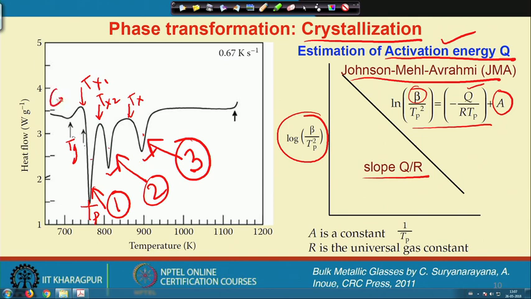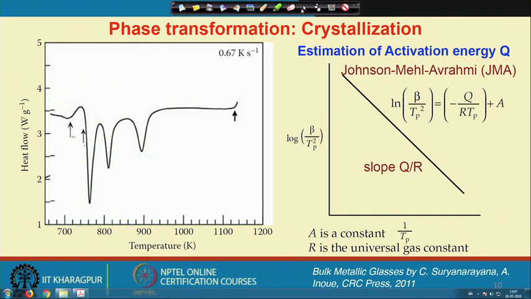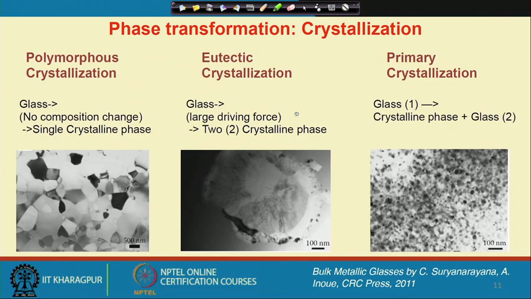So, here was a glass and here is the crystal, where there could be several crystallization events, and we will be discussing these issues in the next slides. So, overall this crystallization process can be classified into 3 different types.